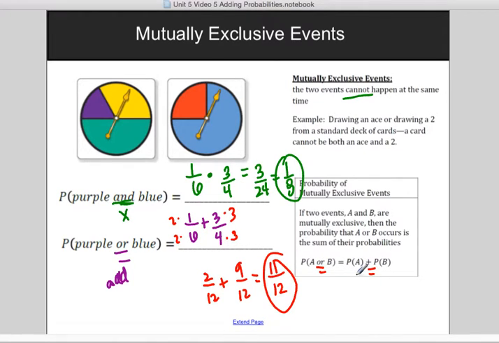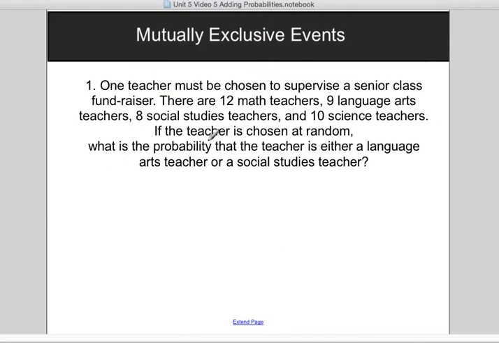Let's look at example 1. One teacher must be chosen to supervise a senior class fundraiser. There are 12 math teachers, 9 language arts teachers, 8 social studies teachers, and 10 science teachers. If a teacher is chosen at random, what is the probability that the teacher is either a language arts teacher or a social studies teacher?